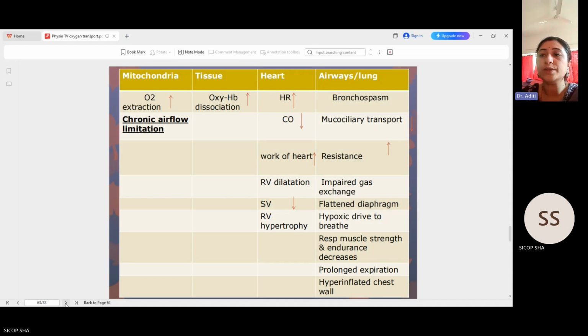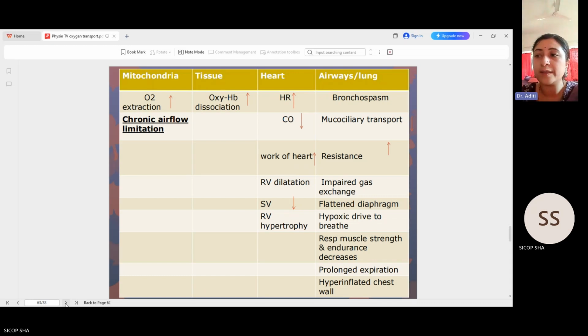In case of such conditions, the mitochondrial level oxygen extraction will increase. The oxygen hemoglobin dissociation will also increase. In case of the heart, the heart rate will go up, but the cardiac output will not be able to be maintained after a particular period of time. Then the work on the heart is also going to increase. There could be RV dilatation that is seen in long-standing respiratory conditions. The stroke volume is also going to decrease, and right ventricular hypertrophy can also be seen. So in any long-standing respiratory conditions, these are two more important features that can be seen: right ventricular hypertrophy and right ventricular dilatation.